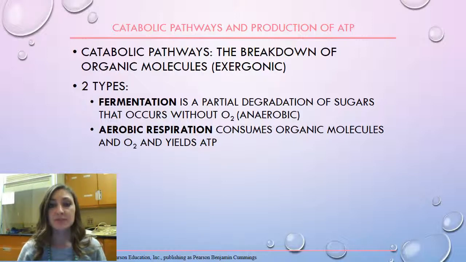There are two types. There is fermentation, which is the degradation of sugars that occurs without oxygen present. So we consider it an anaerobic or without air reaction. And we also have aerobic respiration, which consumes organic molecules such as glucose in the presence of oxygen to yield ATP. So this is aerobic respiration, meaning in air.